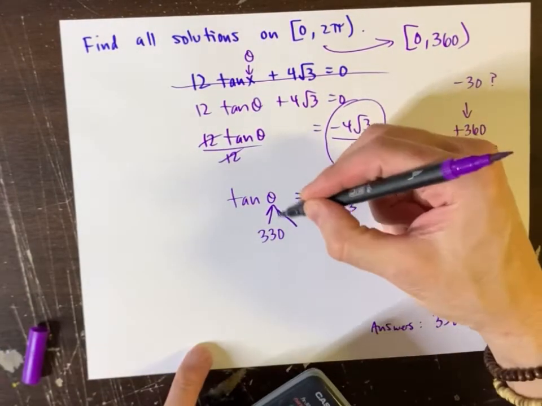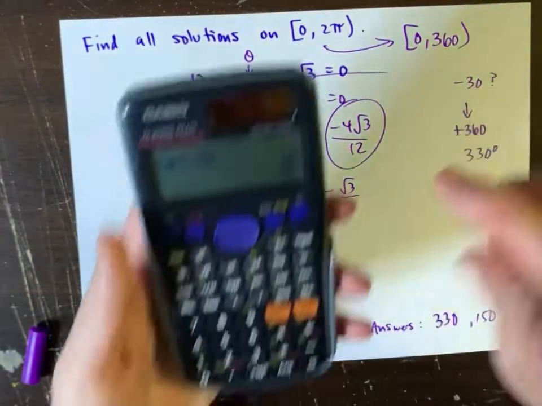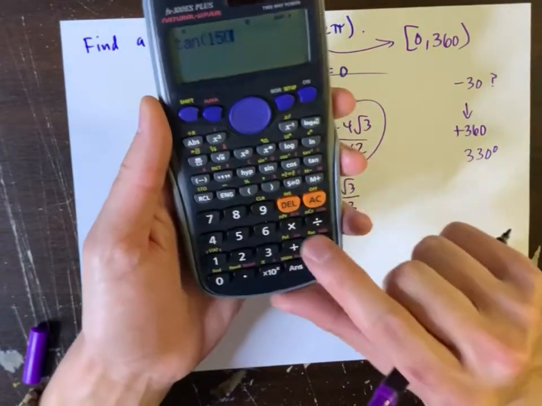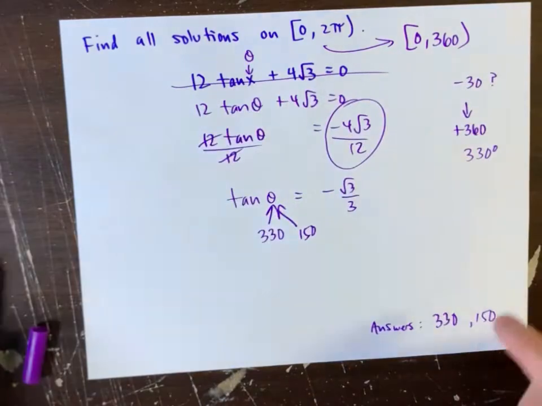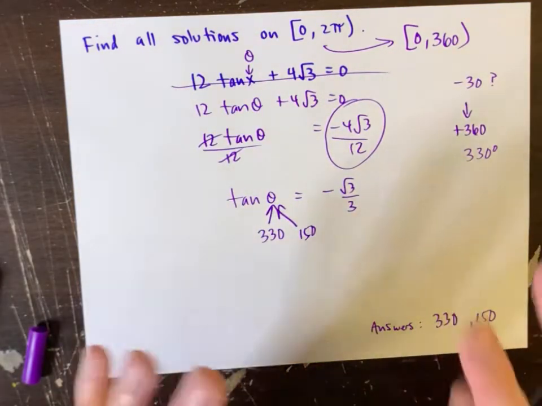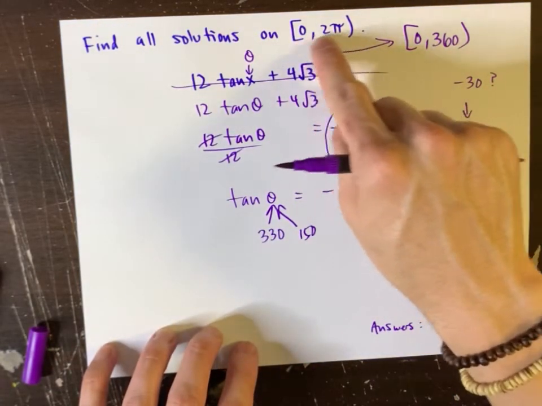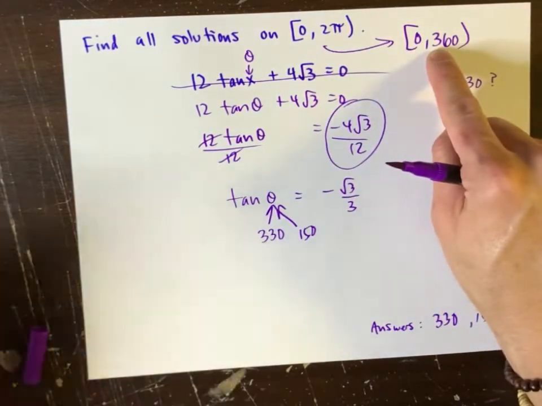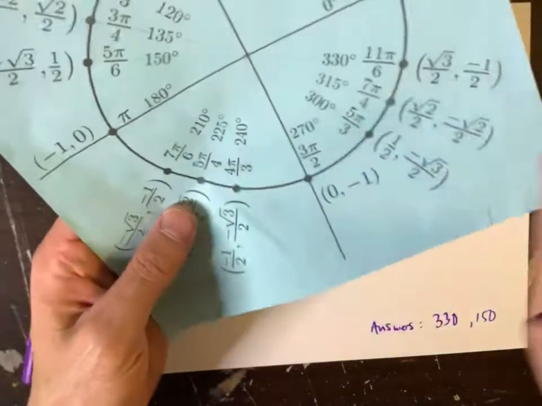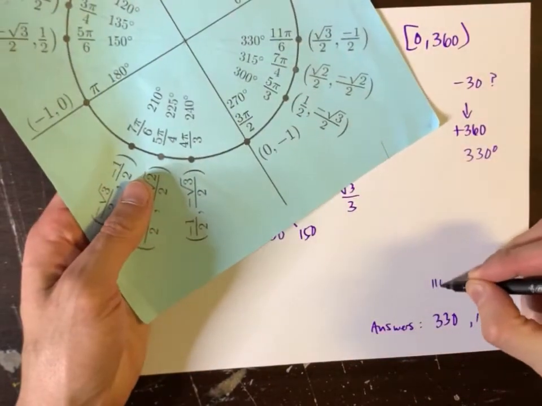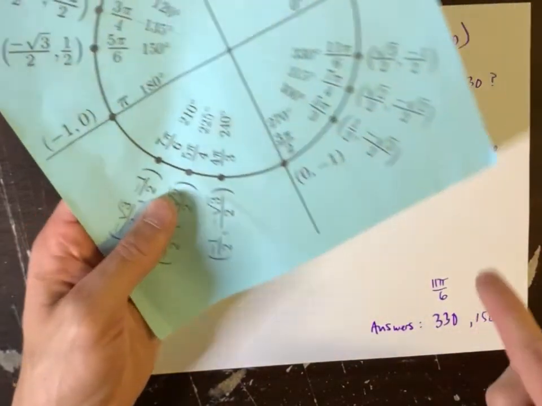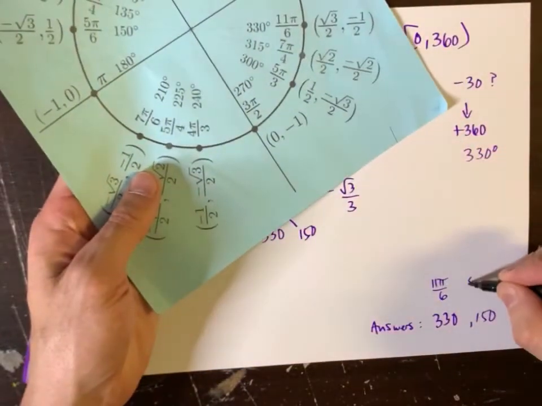Let me test it. Let me plug in 150 there. What is the tangent of 150? The tangent of 150 is the same number, right? So these numbers work. However, a couple of things. They want the answers in radians, not degrees. So good thing the unit circle can convert for us. 330 is the same as 11 pi over 6. So this means 11 pi over 6. And 150 really means 5 pi over 6.